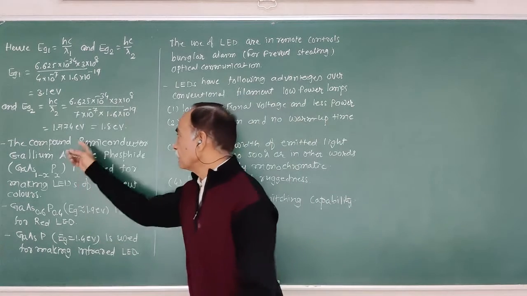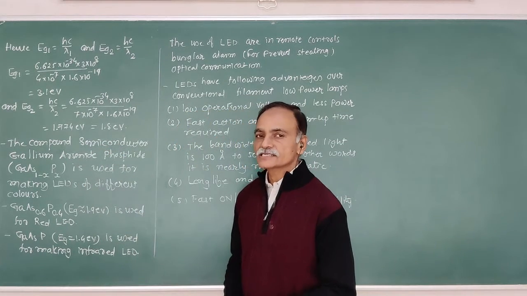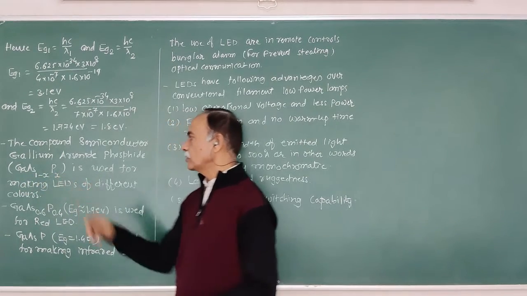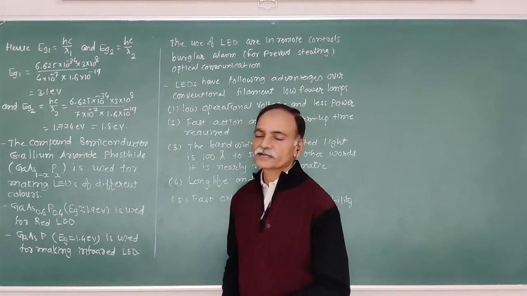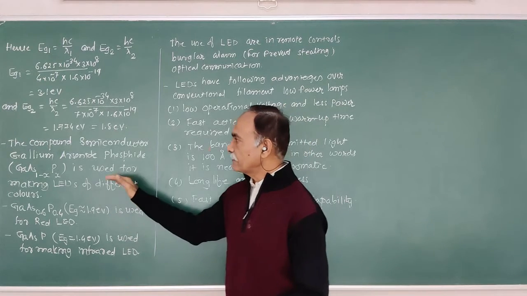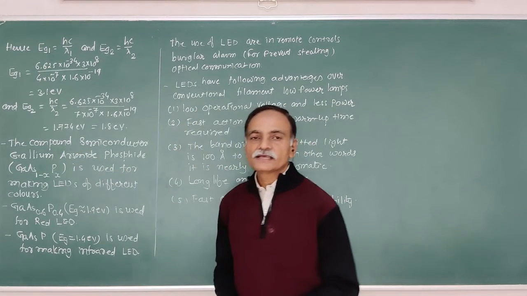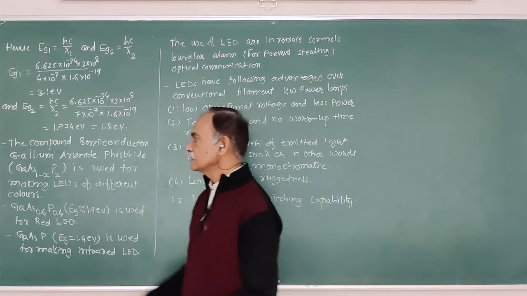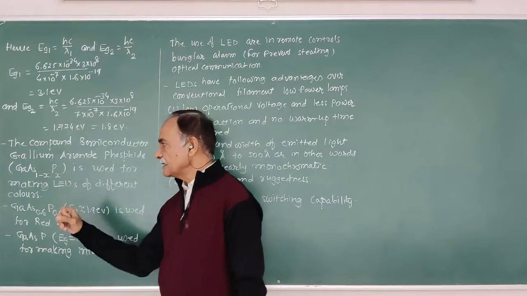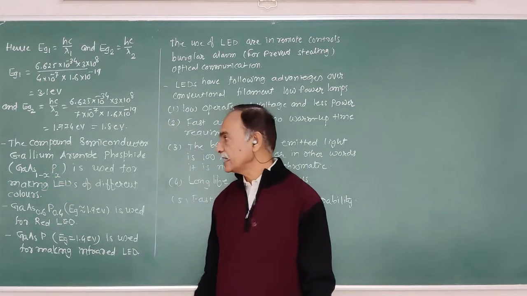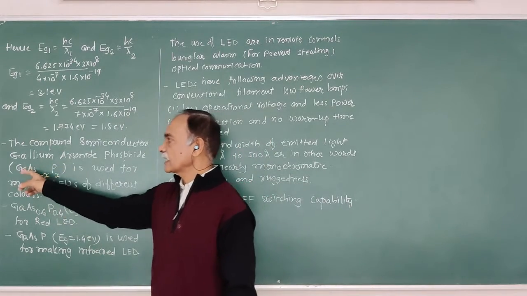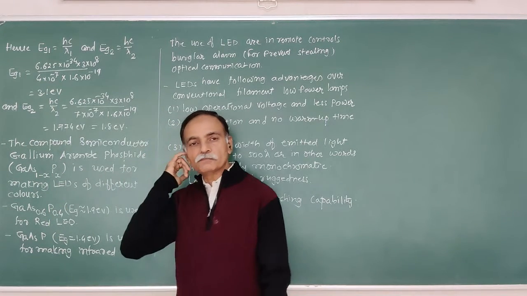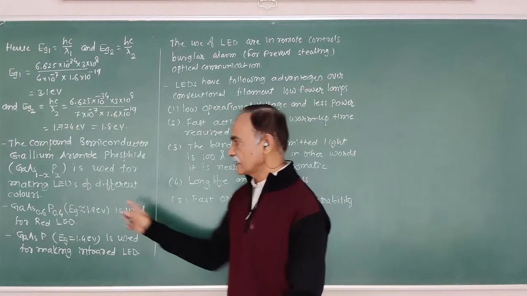The compound semiconductor gallium arsenide phosphide, GaAsP, is used for making the LEDs of different colors. LEDs are prepared from this type of semiconductor. The proportions of gallium arsenide and phosphide are different. If the phosphide is x, then gallium arsenide is 1 minus x. That is the proportion for making LEDs of different colors.